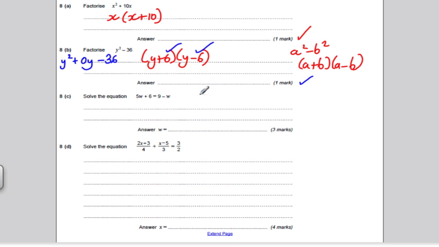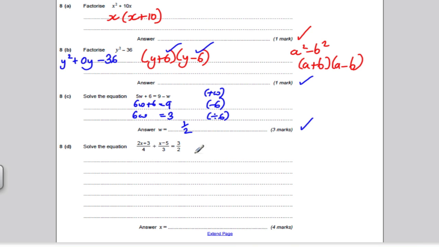Solve this equation here. Well, let's get all the w's together. Let's add w to both sides. So you get 6w plus 6 is equal to 9. Then subtract 6 off both sides. So you would get 6w is equal to 3. And then divide both sides by 6. And you get w is 3 over 6, which is a half. Okay, 3 marks for that one. Quite easy there. And last one, this is quite a hard one now.